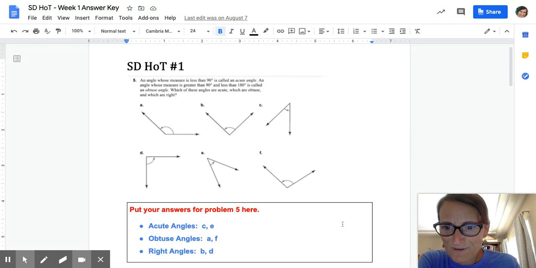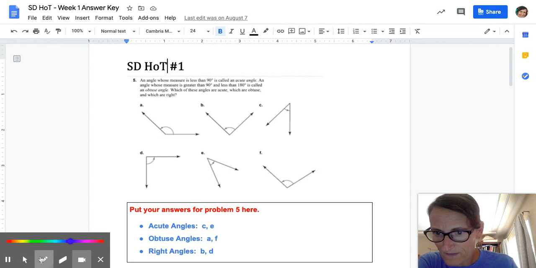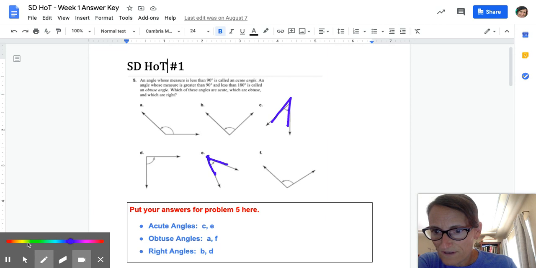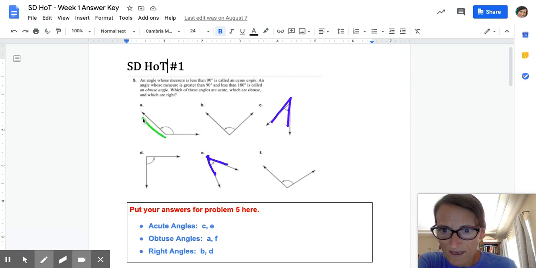For number 5, the angles that are acute, you can see here C is less than 90 and E is less than 90. And then the ones that are obtuse are the ones that are wide open, like a door swinging wide open. So that would be A right there. And angle F, that looks like it's just barely more than 90 degrees.